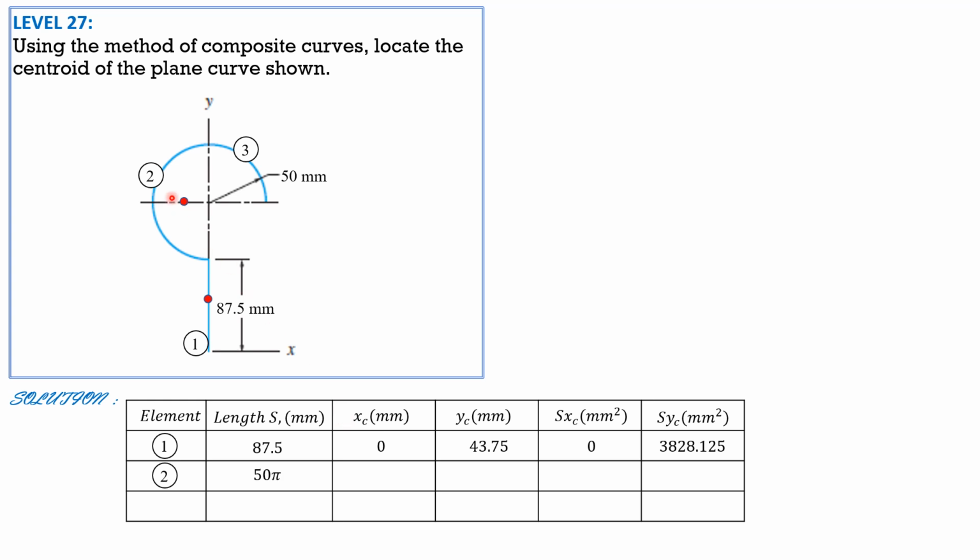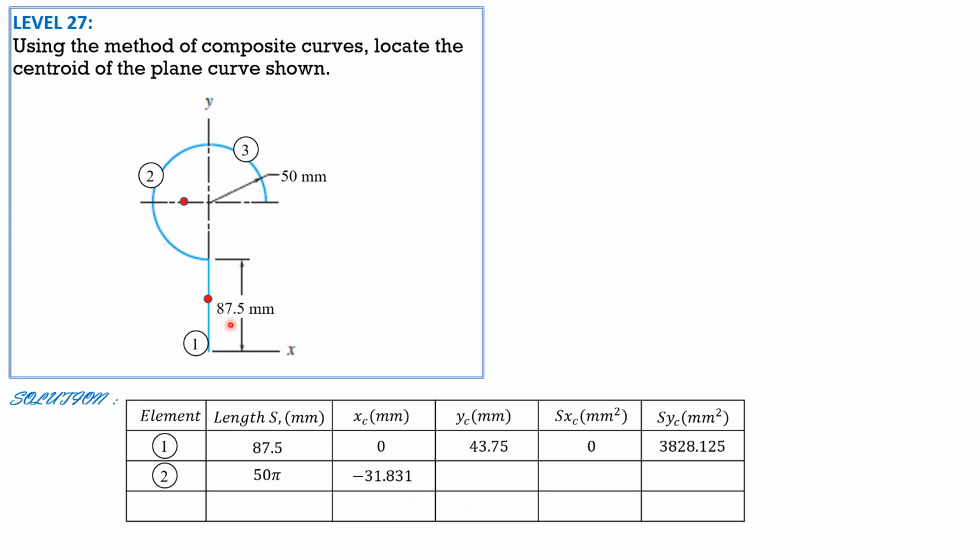That's the centroid. The value of barred x is 2r over pi, but negative. It lies to the left of the y-axis, so 2 times 50 divided by pi is negative 2 times 50 over pi, is negative 31.831.